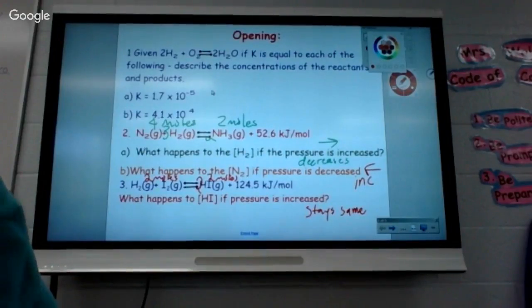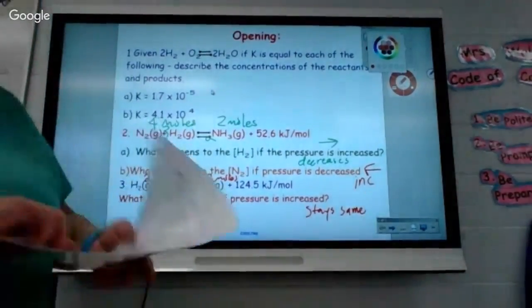Increase. Knowing it will shift right is not the answer. Water will increase. If I remove chlorine, which direction will it shift? It will shift right. So what will happen to the water? It will increase. If I remove oxygen, it will shift which direction? It will shift to the left.